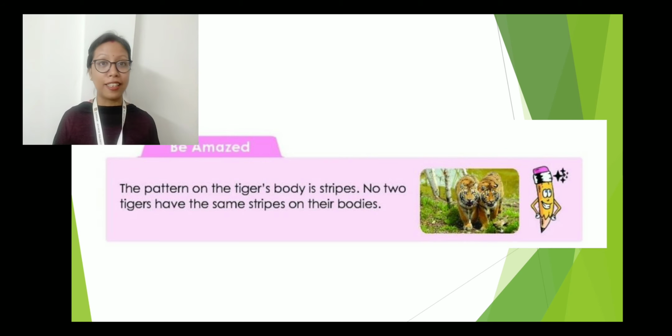But that is very wrong, because each of the tigers has its own stripes. It is very different from each other. So that is how the tigers are different.